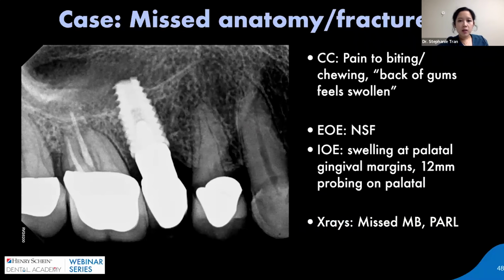Another thing that we might want to look for is what the anatomy looks like if it is missed and if there are any fractures. So, for example, this patient had severe pain, had some deep probing, but it wasn't very clear if there was a fracture. I get into this case much more thoroughly in some of my other previous webinars, some of which are on demand.